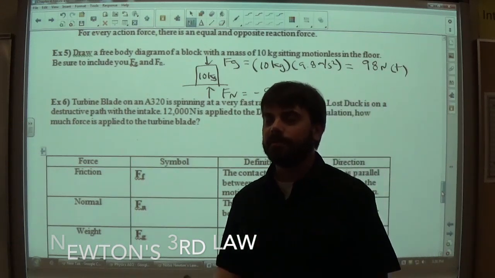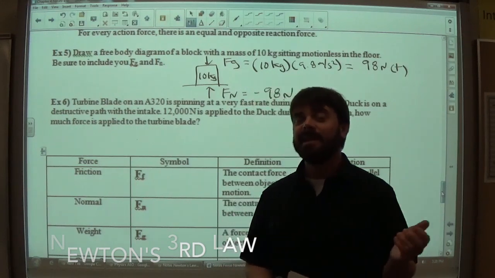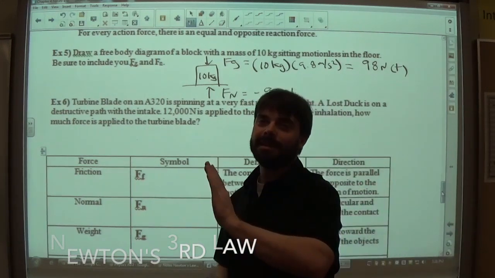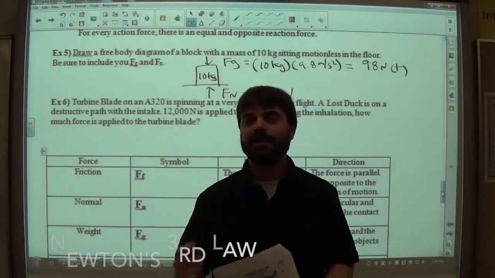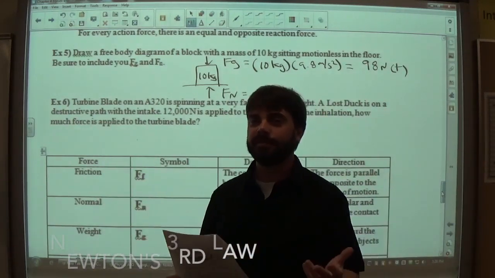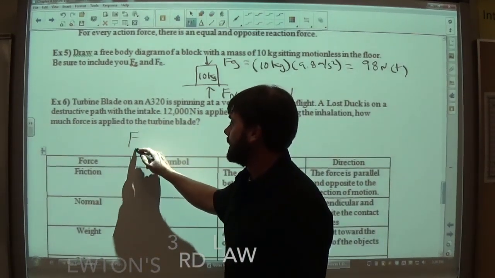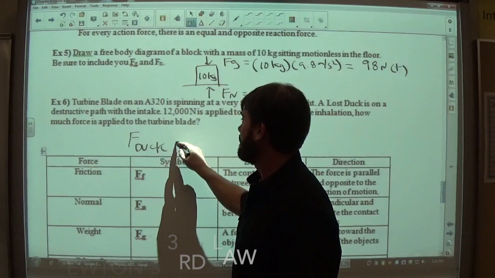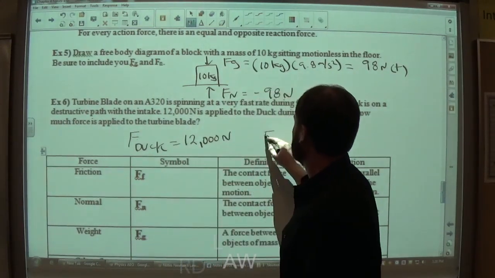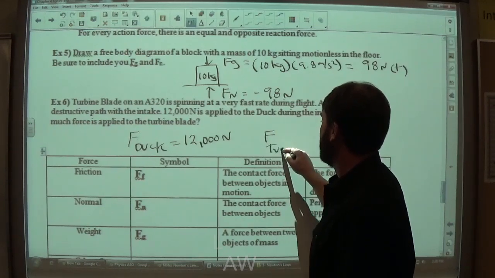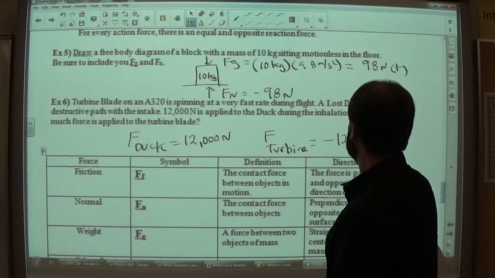Well, we could draw a free body diagram for this, but they do not ask. It's simply, again, a conceptual question. If the duck flies in and gets smashed into the engine with 12,000 newtons of force, how much force does the engine apply to the duck, or the duck apply to the engine, and vice versa? Well, if we say that the force applied to the duck is equal to 12,000 newtons, then we could also say that the force applied to the turbine, or the engine, is equal and opposite to what it is.